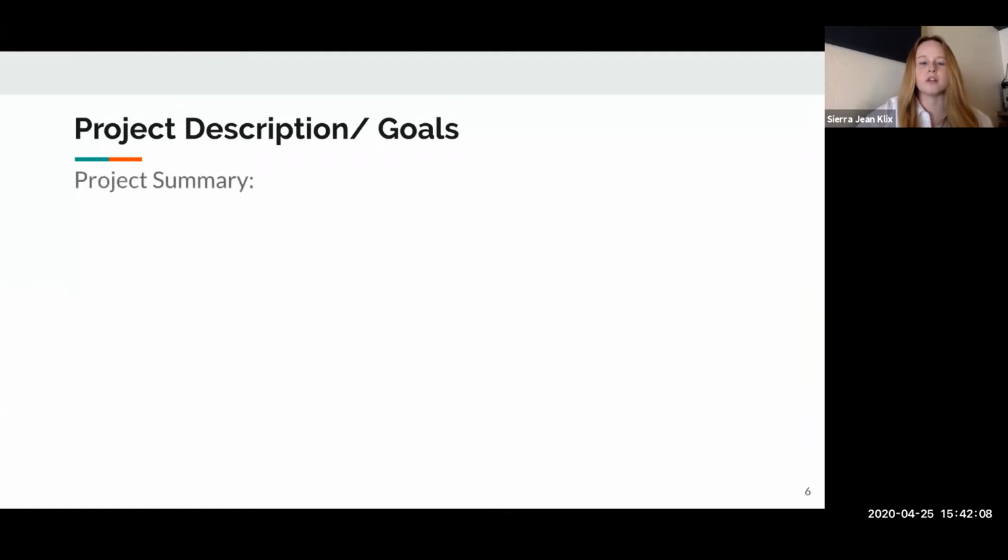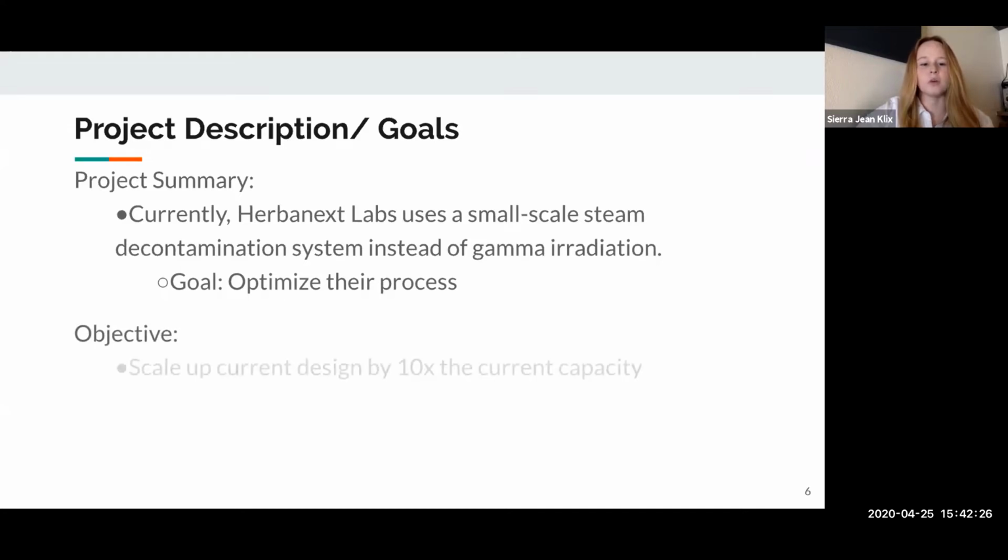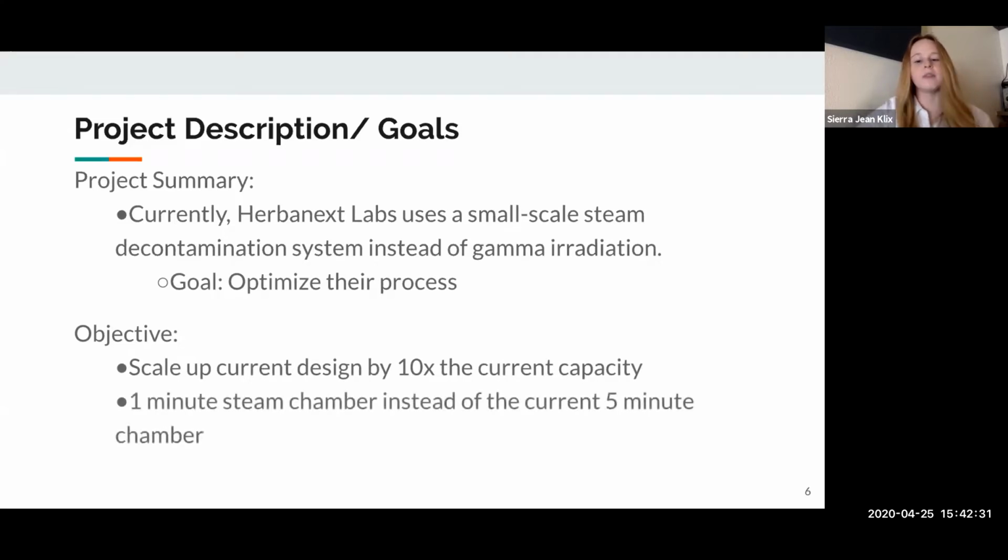So first, what is our project description? Currently, UrbanX Labs uses a small-scale steam decontamination system instead of gamma irradiation. And our goal from UrbanX is to optimize their current process. So they had a few constraints that we had to follow, which were we had to scale up their current design by 10 times the current capacity. Their current design allowed for a 5-minute steam decontamination chamber, and they wanted to knock that down to 1 minute. And lastly, they had a couple things in their current design that they no longer use and would like to take out, which is the vacuum drying and the mixer that they don't want anymore.